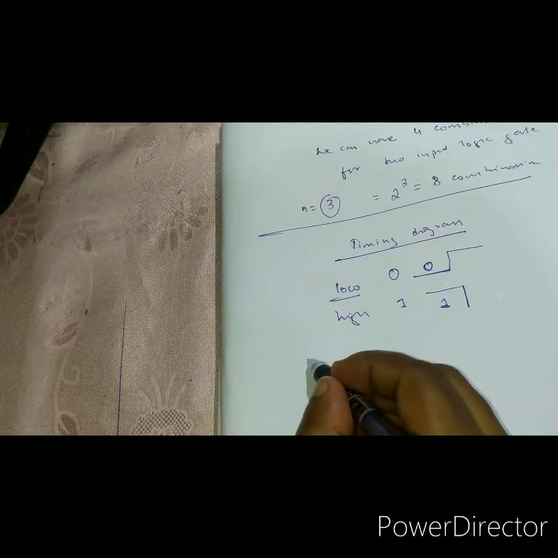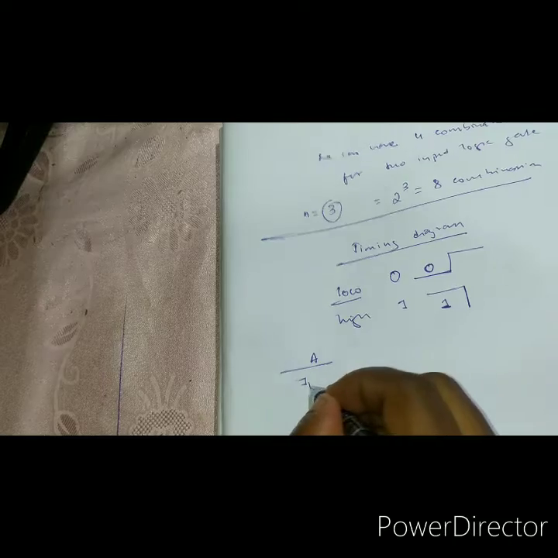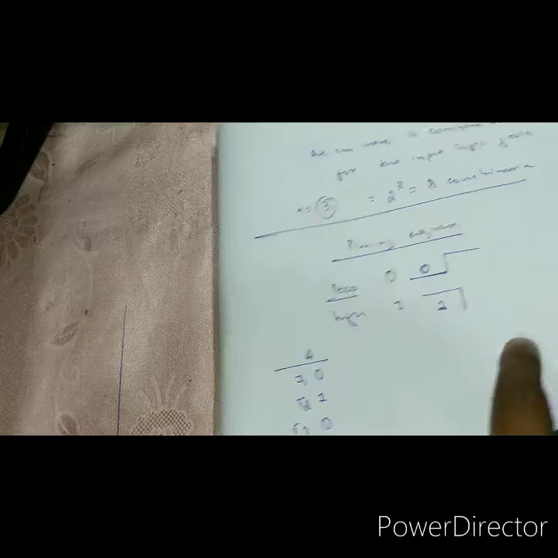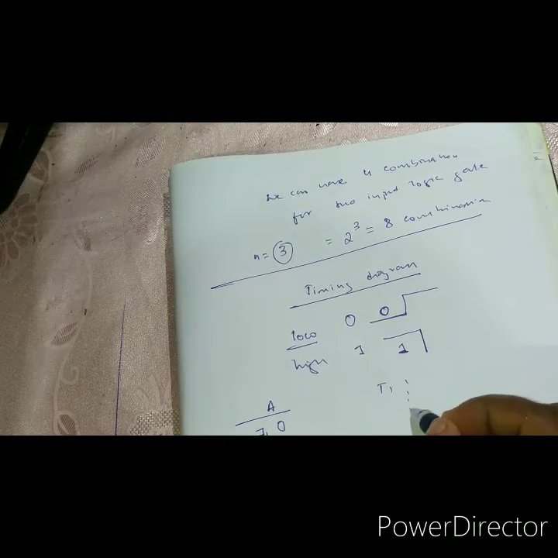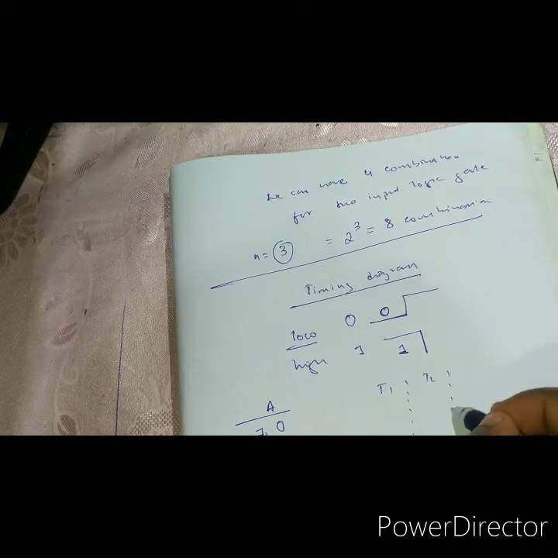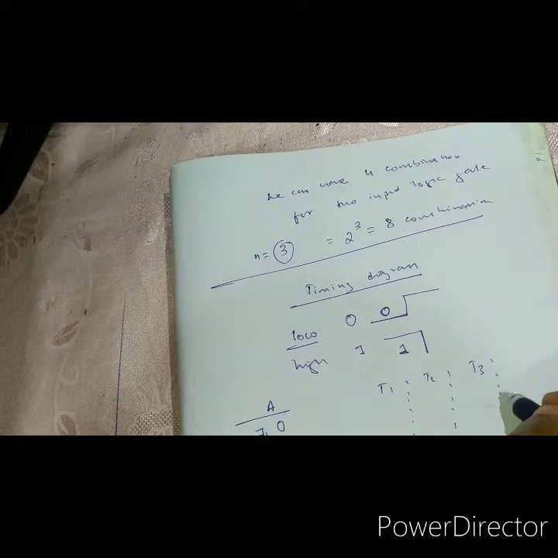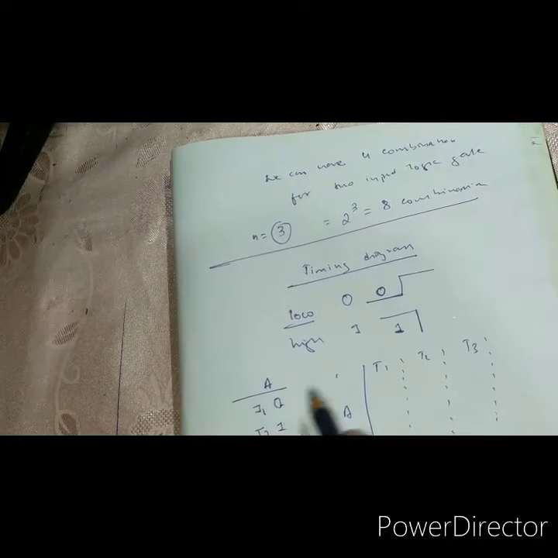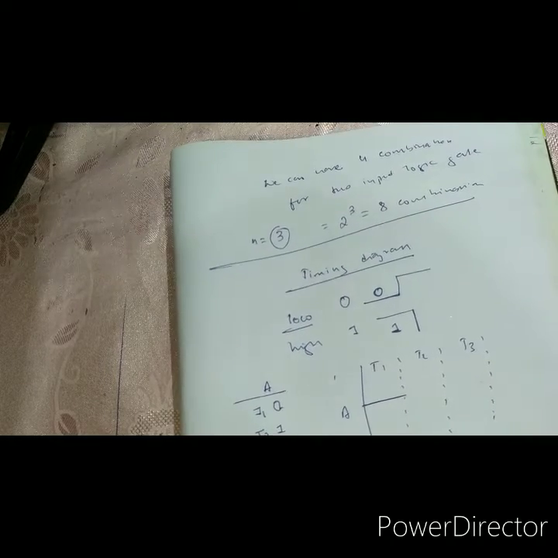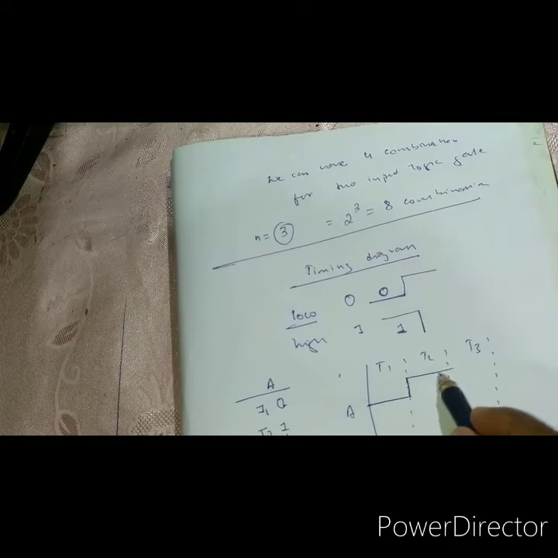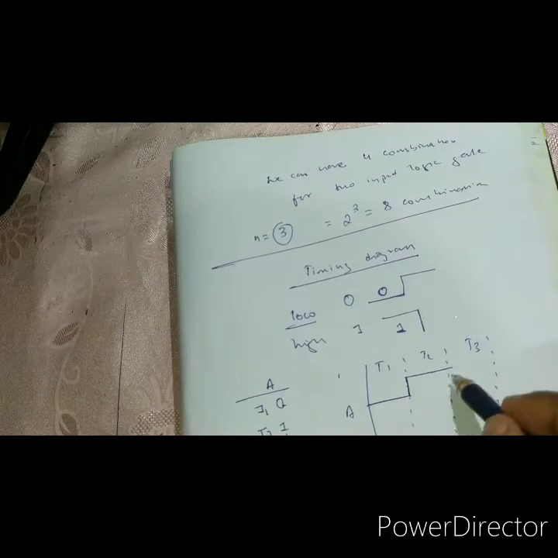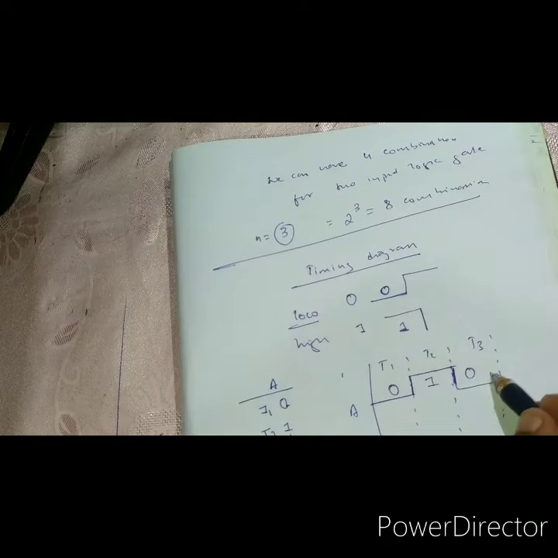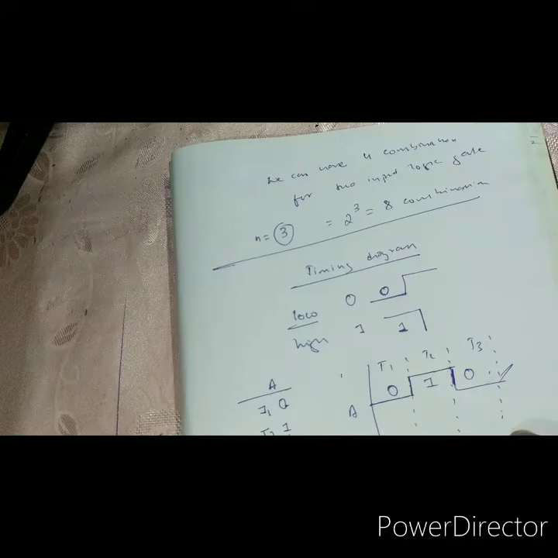So let us take an example: suppose T1 is 0, T2 is 1 and T3 is 0. So the timing diagram for this will be T1, T2, T3, and it is for A. So T1 is 0, so it is low. T2 is high, so 1. T3 is 0, which is low. So it is 0, 1, 0. So this is the timing diagram.